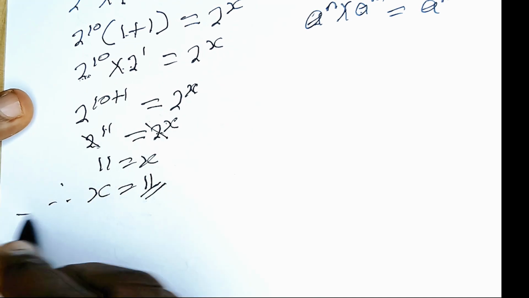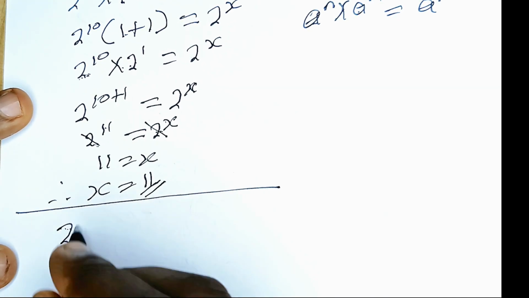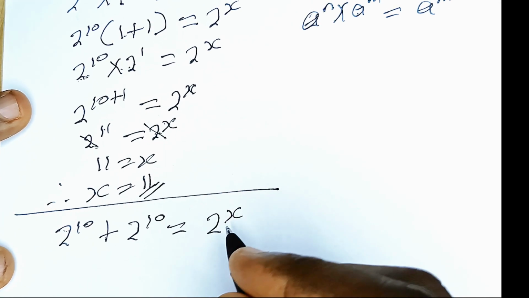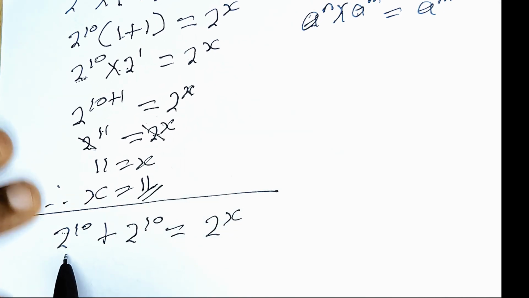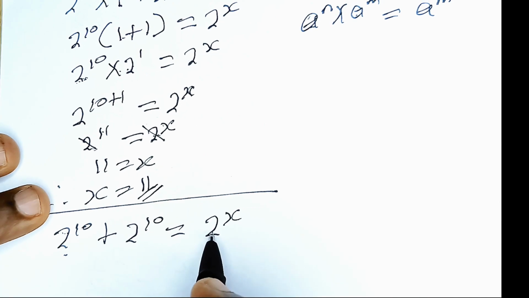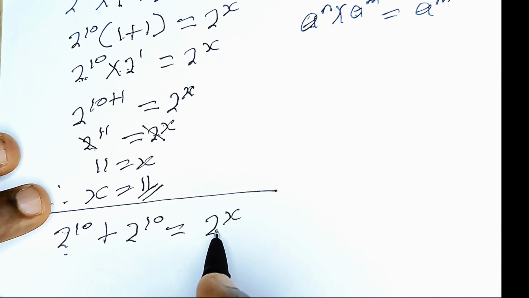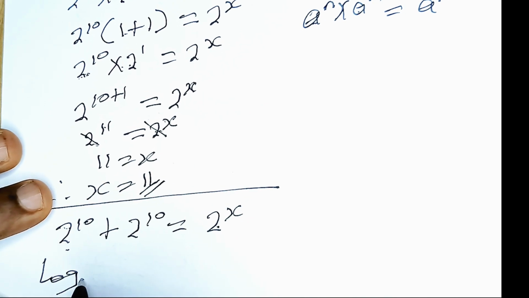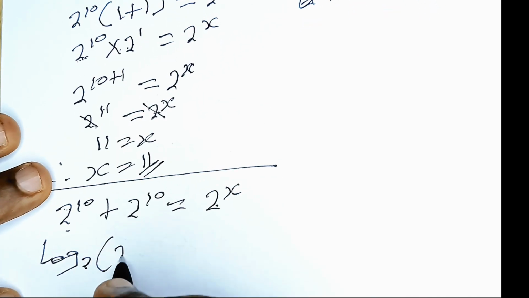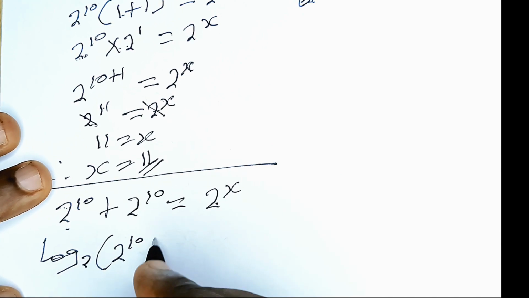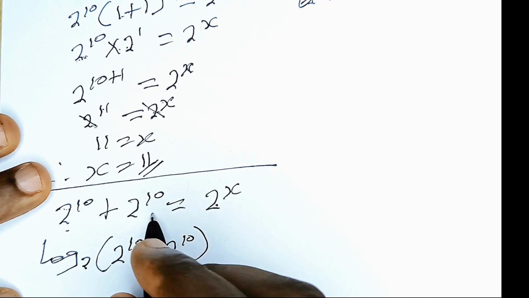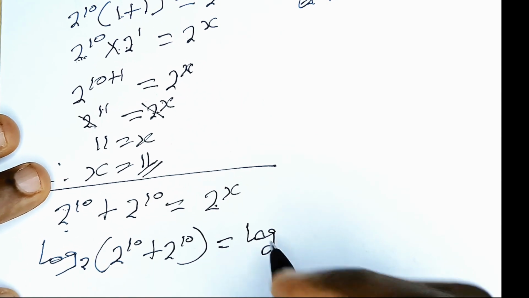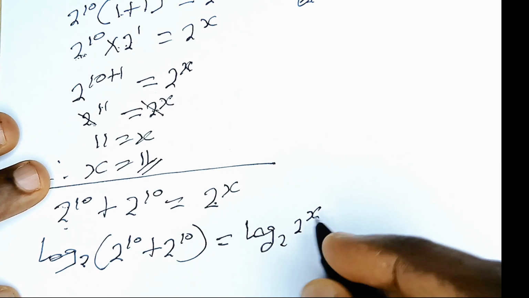So, for example, we still have our 2 raised to the power 10 plus 2 raised to the power of another 10 is equal to 2 raised to the power of x. Taking the logarithm to base 2 of both sides. Because this is 2, we can make it base 2. So we can now say log to base 2 of (2 raised to the power of 10 plus 2 raised to the power of another 10) is equal to log to base 2 of 2 raised to the power of x.